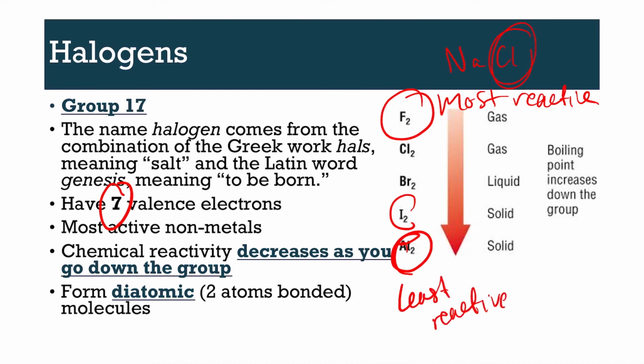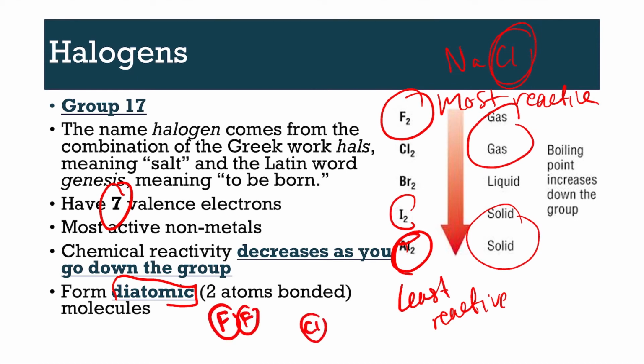And so this deals a lot with the phases of matter that they're in. Gases are the most reactive, solids are the least reactive. Okay. And then one of the other points to say is that they're all diatomic. Remember, that's 2 of the same atoms connected together. So you'll see F and F, Cl and Cl. They always travel with their identical twin.